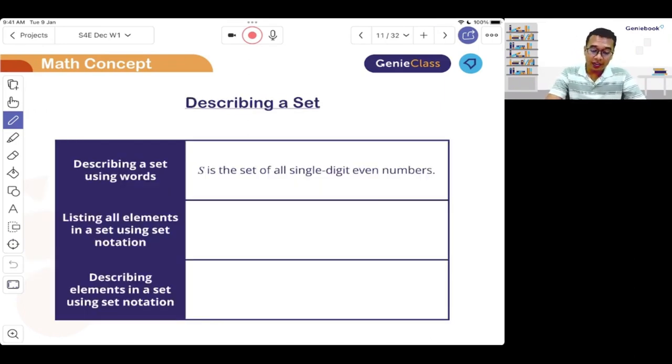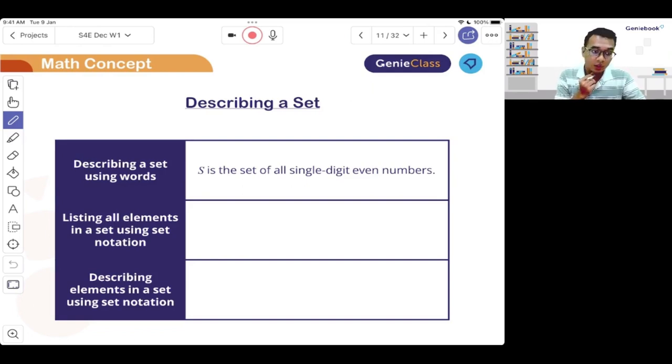How can we describe a set? Now there are three different ways. You might see them in different questions, as different questions may describe a set differently. Firstly, you can describe a set using words. This is very simple. All you need to do is to be able to read and comprehend what it means. So, S is the set of all single-digit even numbers.